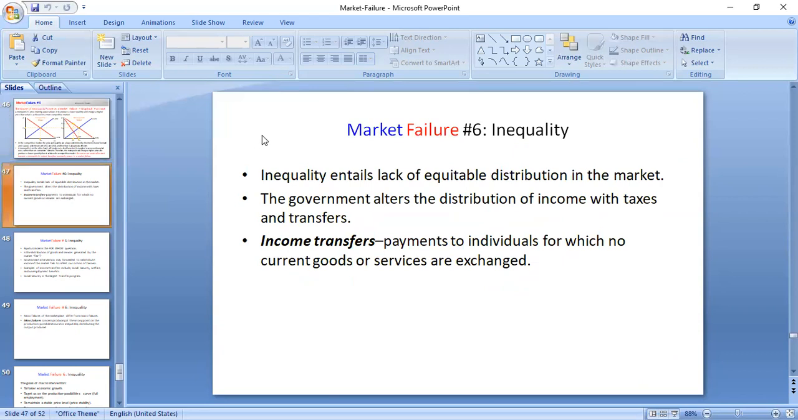So that was the presence of imperfect market structure as a cause of market failure. Another cause, actually our last cause of market failure that we are looking at, is inequitable distribution of income, or inequitable distribution of resources in the market.